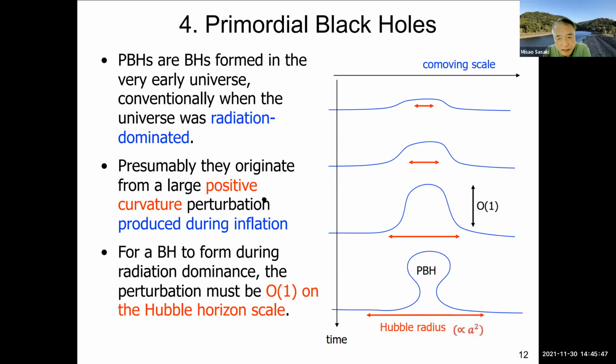You draw some fluctuations in terms of comoving scale. If you fix the comoving scale, the physical scale will be expanding, so you're sort of removing this expansion and drawing the figure with respect to the comoving scale of the expanding universe. Initially, you have some curvature perturbation, and the scale of the curvature perturbation must be much larger than the horizon scale. The red arrow represents the horizon radius, so the scale of the perturbation is much larger than the horizon.